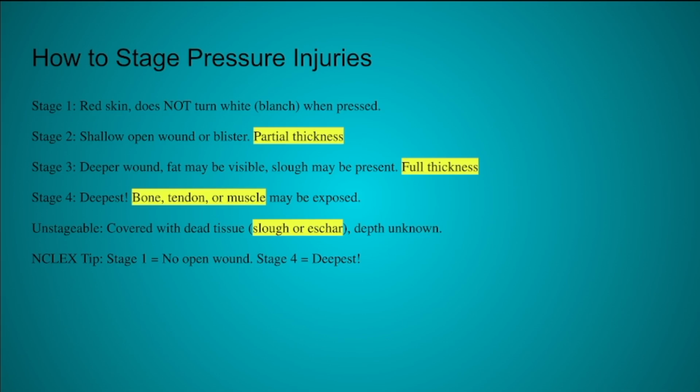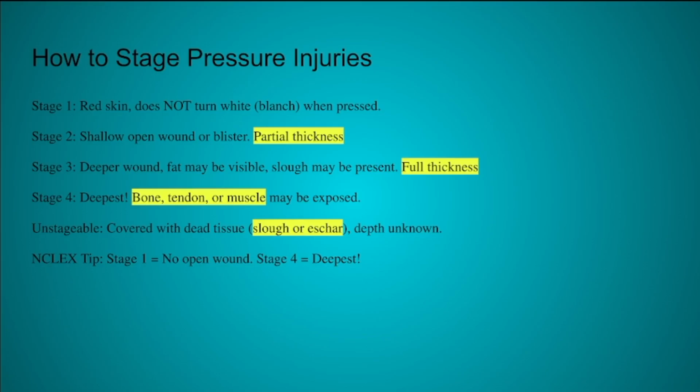So here you'll see partial thickness. Stage 3 is a little bit deeper. So some fat may be visible, some slough may be visible. Here you'll see full thickness. Stage 4 is the deepest. You'll see bone, tendon, muscle. All of this can be exposed.